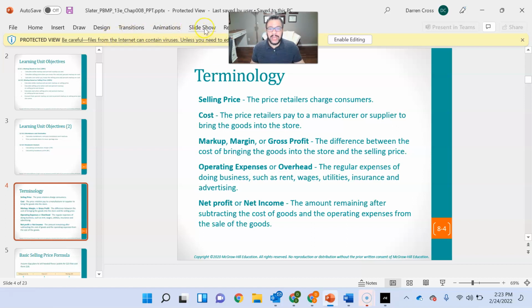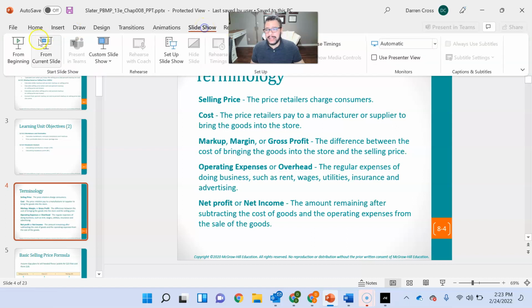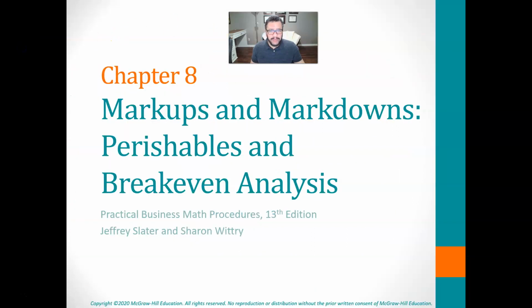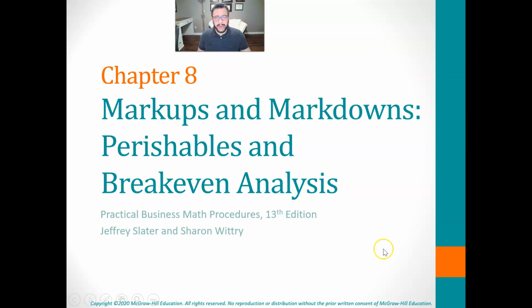We are in week 7, and this is chapter 8 of Business 149. Chapter 8 is about markups, markdowns, perishables, and break-even analysis. The break-even analysis I always thought was kind of a weird thing to include with the rest of that, but it's in there, so we'll talk about it.